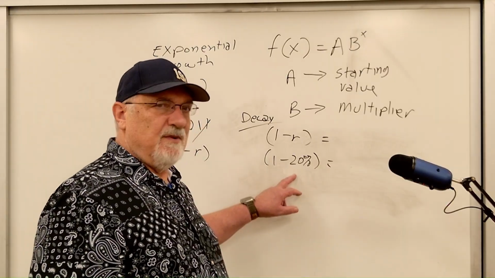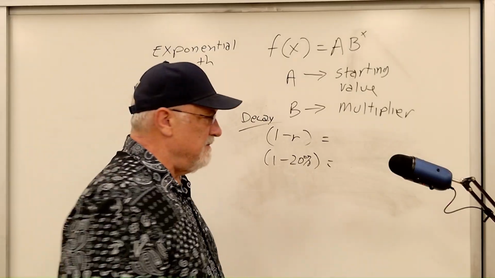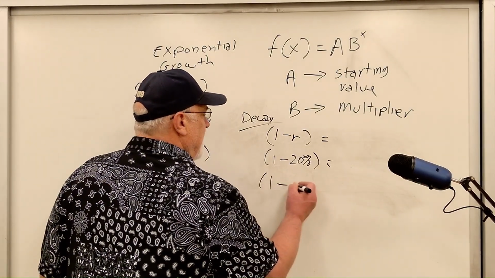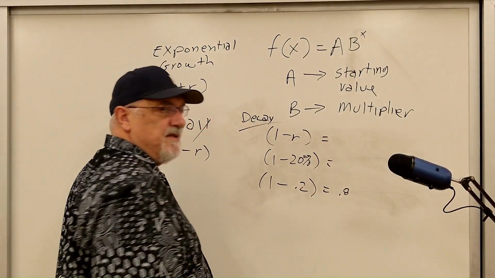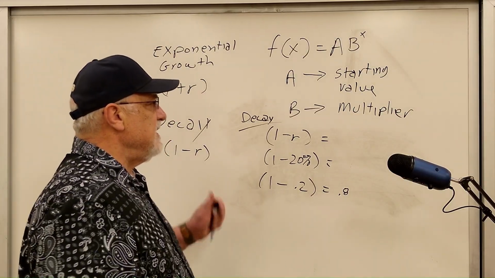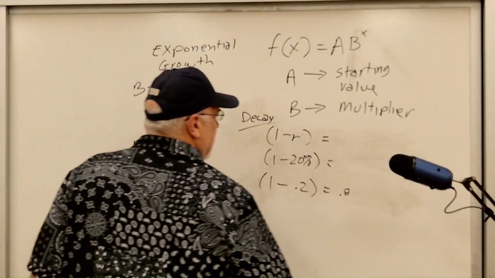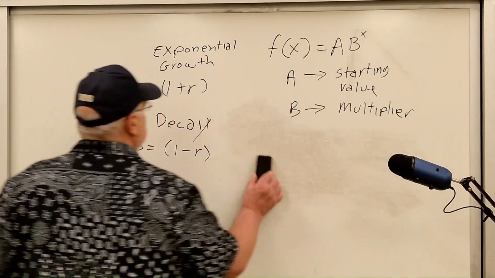So we have to take the 20 and divide by 100, and we already know it's 0.2. We covered it just a minute ago. So that would be 1 minus 0.2 equals 0.8. And so the exponential rate of decay is 0.8. So what would that look like if you had it in your equation?